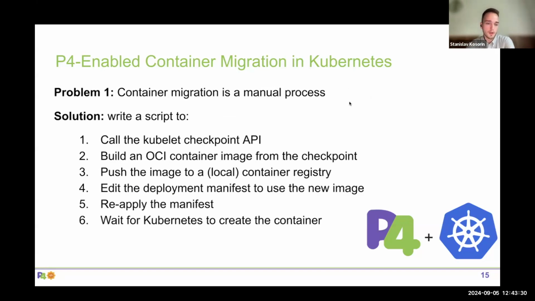For the first problem, we wrote a script, based on some resources already provided by the folks at Kubernetes, to create the checkpoint by calling the kubelet API. But then this is a little bit different here. We have to build an OCI container image from the checkpoint. We also need to push the image to a local container registry or a hosted one, but that's slower, obviously. Then we need to edit the manifest to use this image, reapply the manifest, and wait for the Kubernetes system to schedule this container.